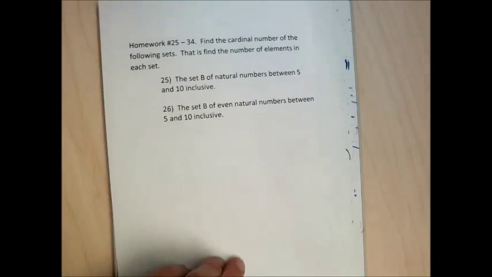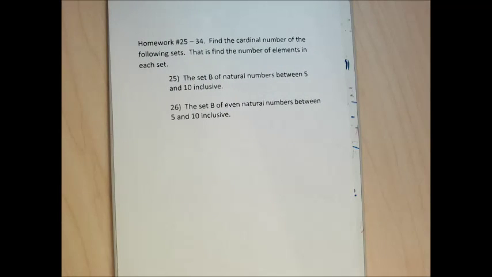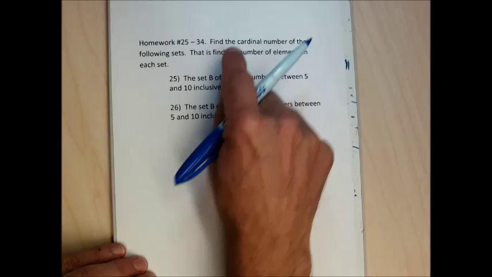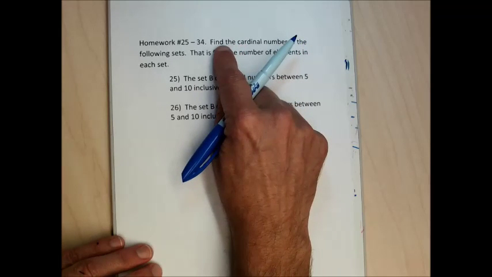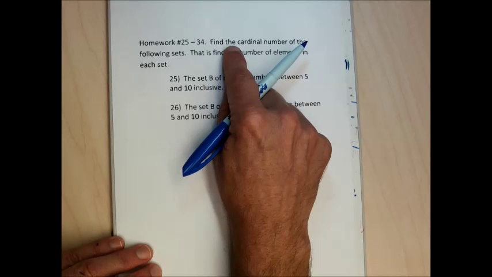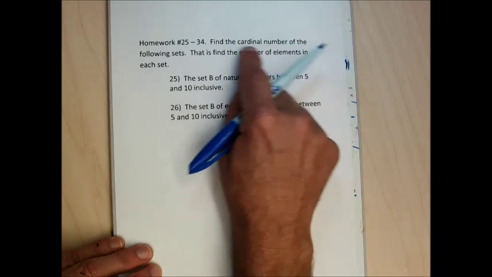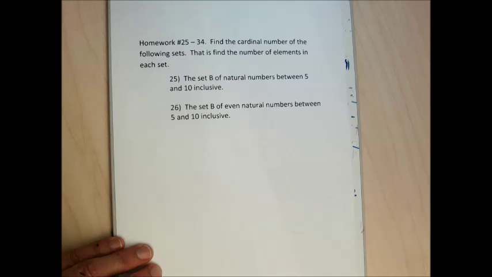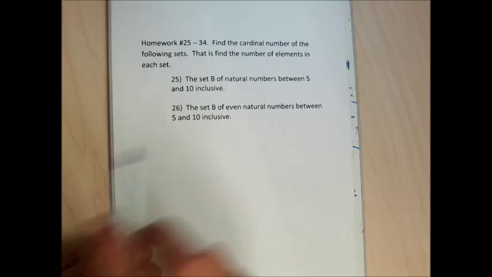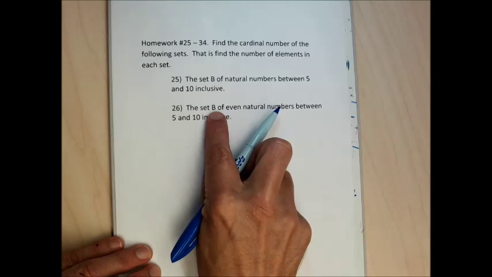All right, now we're going to do some homework problems. So let me work on each one of these problems. The instructions say find the number of elements in each set. That is, find the cardinal number of each set. So let me figure out what set B is for my problem 26.